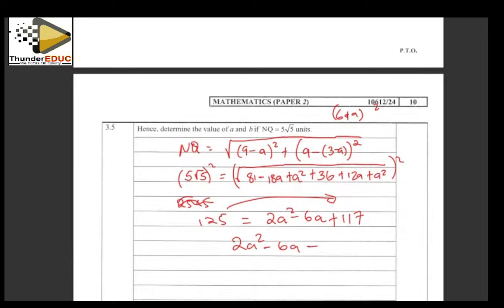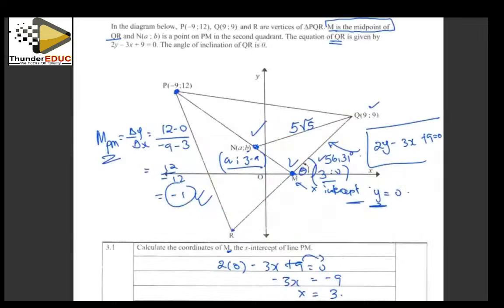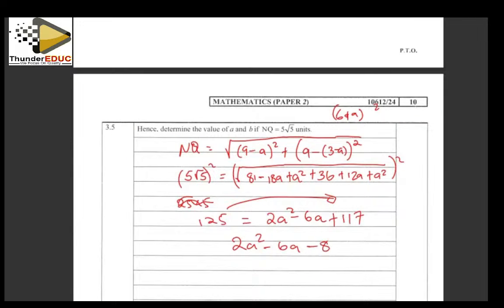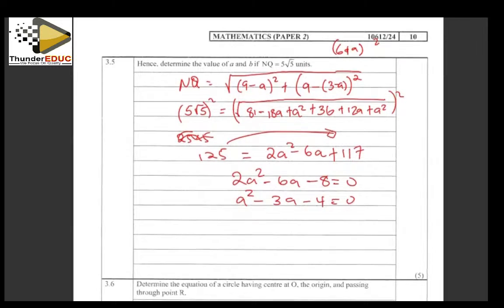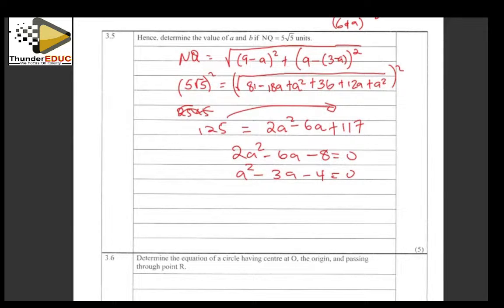This must be equated to 0. Okay. Divide through by 2. A squared minus 3A minus 4 is equal to 0. Then let's get the factors. That is A minus 4, A plus 1, which means either A is 4 or A is going to be negative 1.